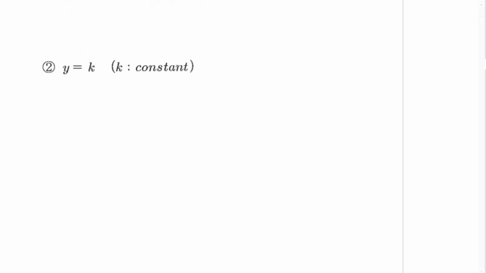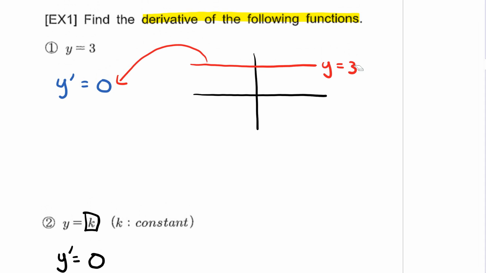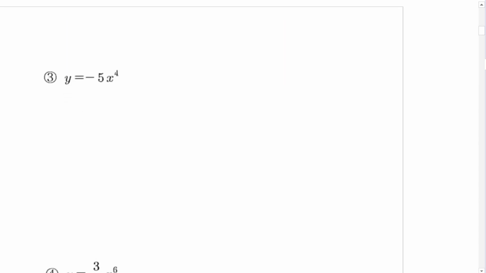And for question number 2, this is the same problem as question number 1. So instead of saying 3, we're giving you any constant. So the derivative of any constant is always going to be 0 because the slope of a horizontal line, as mentioned above, is always going to be 0, right? So I can change this to a k, and you still have a horizontal line, and the slope of a horizontal line is 0.